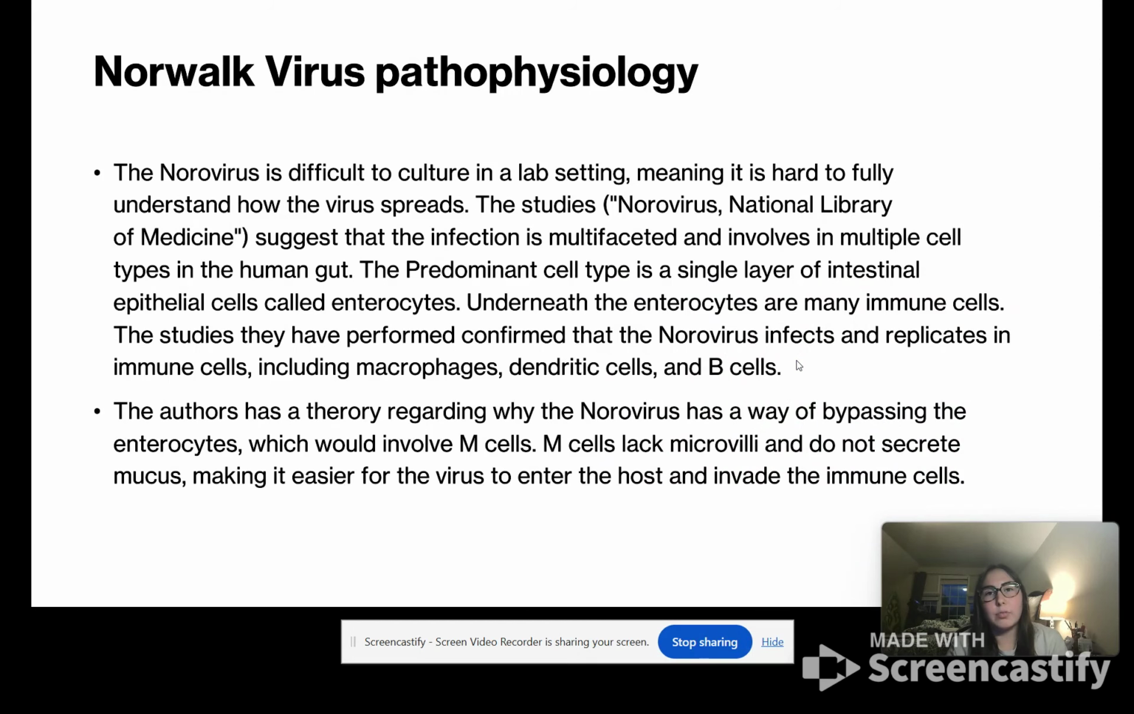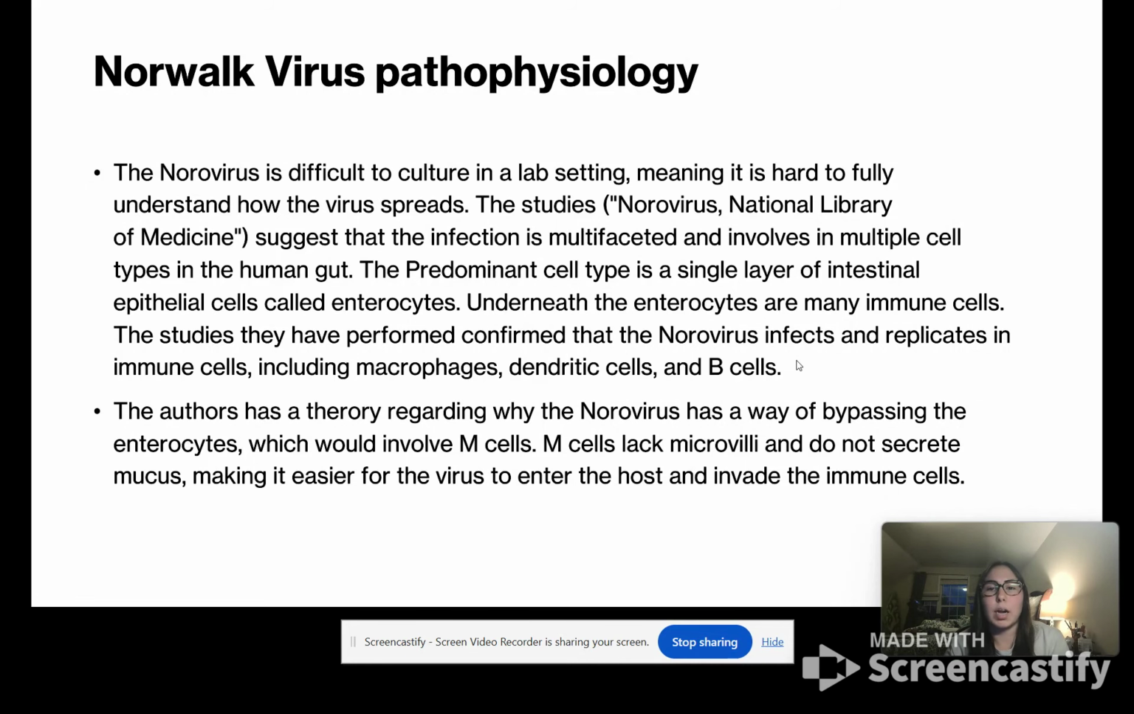Norwalk virus pathophysiology. The norovirus is difficult to culture in a lab setting, meaning it is hard to fully understand how the virus spreads. The study on norovirus from the website National Library of Medicine suggests that the infection is multifaceted and involves multiple cell types in the human gut.